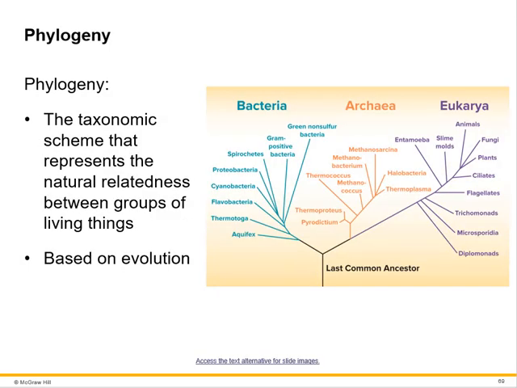So phylogeny is this taxonomic scheme that represents the natural relatedness between the groups. If you look at these, they're basically related because of their genes. And a lot of these phylogenetic trees are now based on their genetic relatedness, how related they are according to the genes.